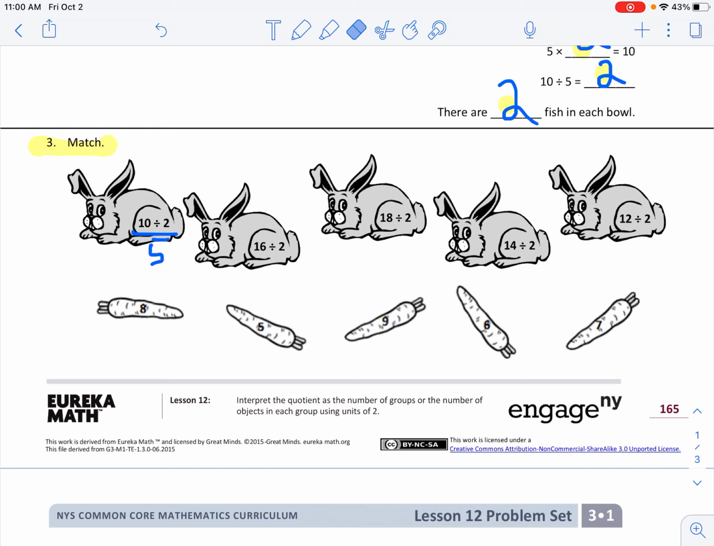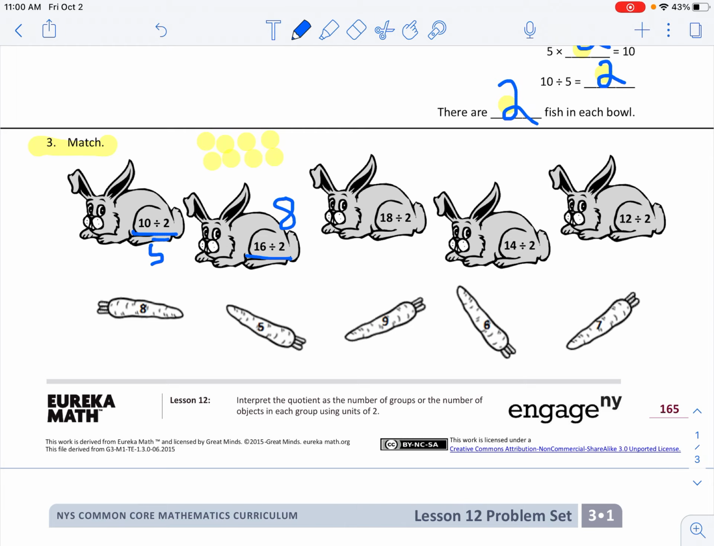I'll go back and draw the lines in just a second. I'm just going to think on these rabbits first, where he goes to which carrot. 16 divided by 2. I'm going to count by 2's. 2, 4, 6, 8, 10, 12, 14, 16. It takes me 8 2's to get to 16. So 16 divided by 2 is 8.